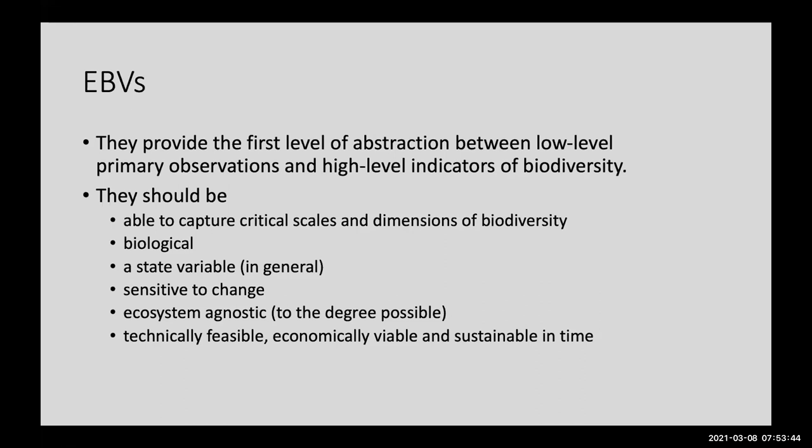So these variables, they should be able to capture critical scales and dimensions of biodiversity. They should be biological. They should be state variables, which is to say they should be things that you can measure. They should be sensitive to change. Ideally, they would be ecosystem agnostic, which is to say we shouldn't be measuring one variable that's particular to deserts and another variable that's particular to rainforest. And then they should be technically feasible, economically viable, and sustainable.